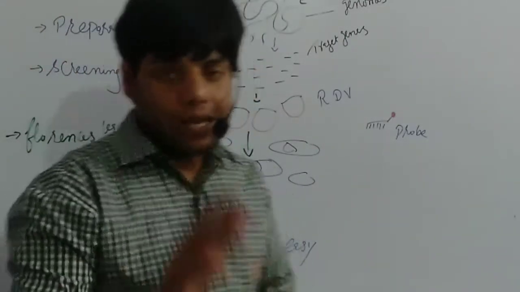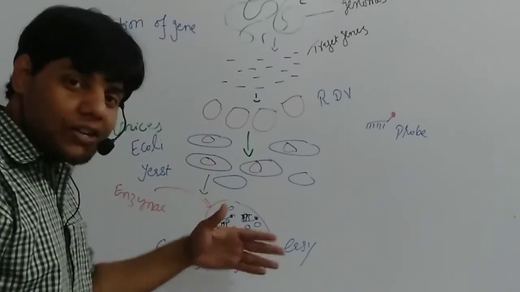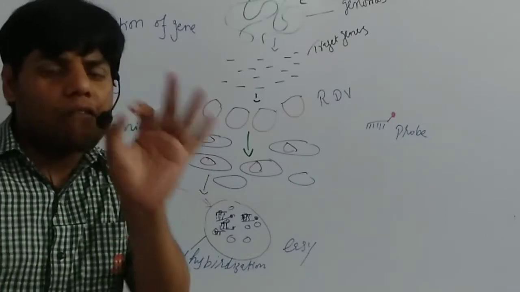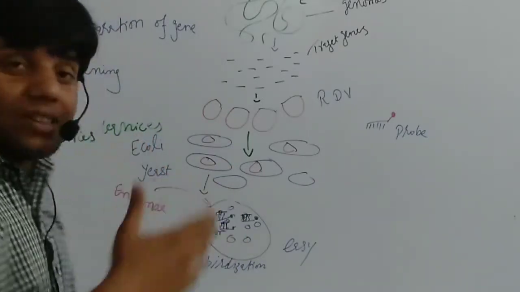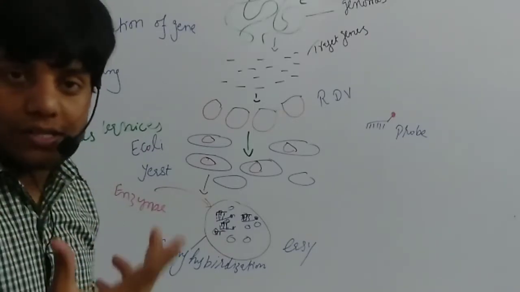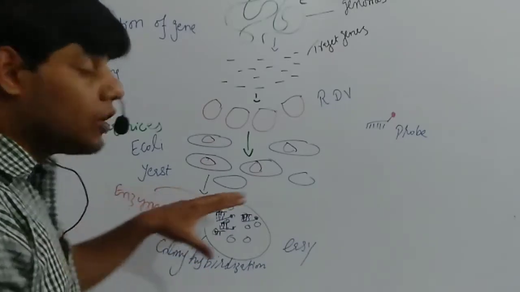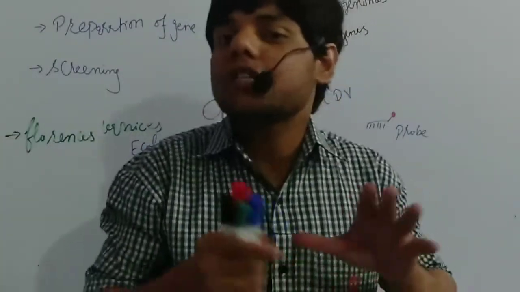In this technique, let me once again tell you, once the probe and our target genes are complementary to each other, matching with each other, then a fluorescence or a signal is detected. We can check the fluorescence, through which we can ensure that each colony or each bacterial cell contains our gene of interest. But it is not so simple.